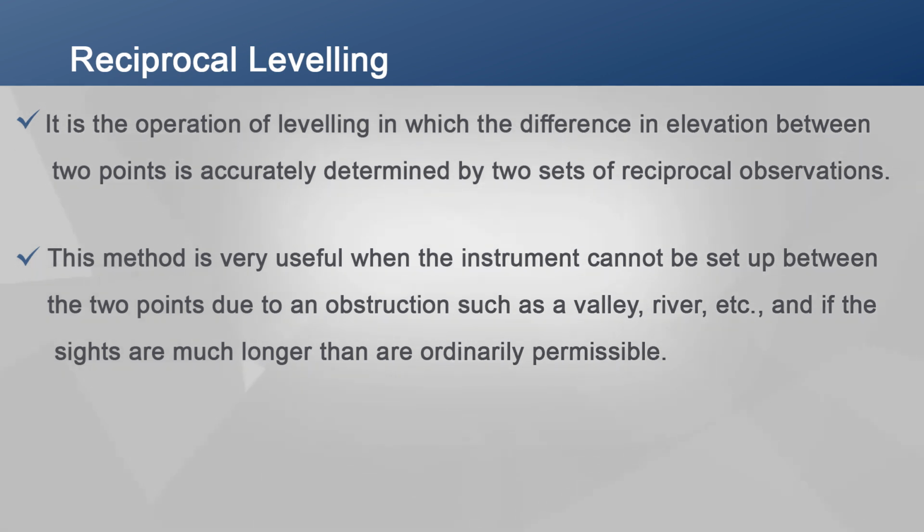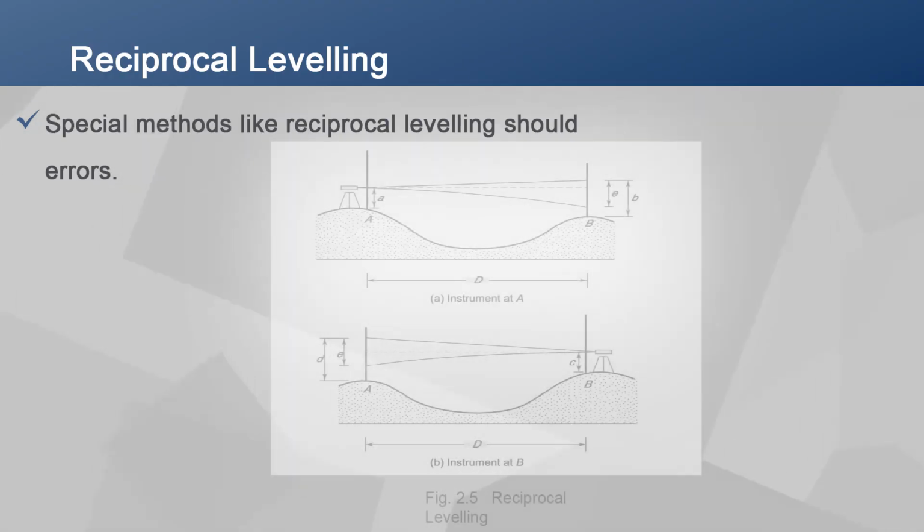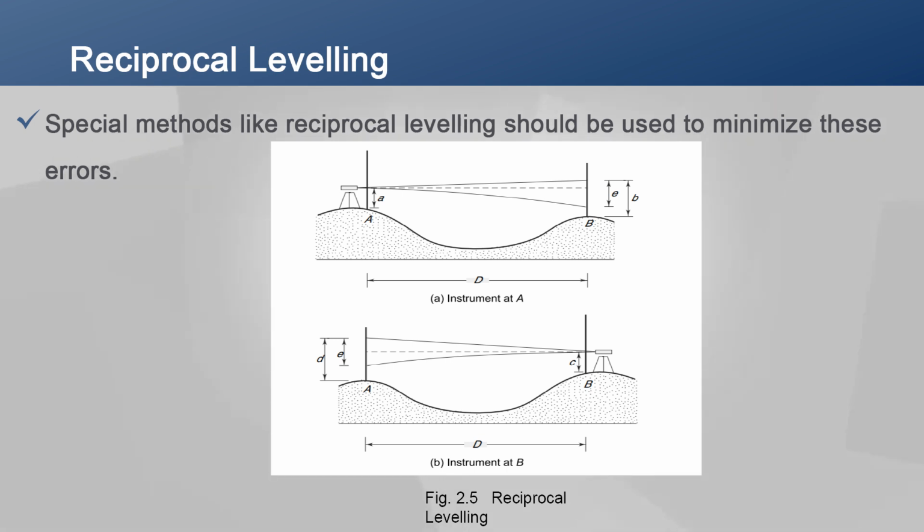And if the sights are much longer than ordinarily permissible, for such long sights the error of reading the staff, the curvature of earth, and the imperfect adjustment of the instrument become prominent. Special methods like reciprocal leveling should be used to minimize these errors.